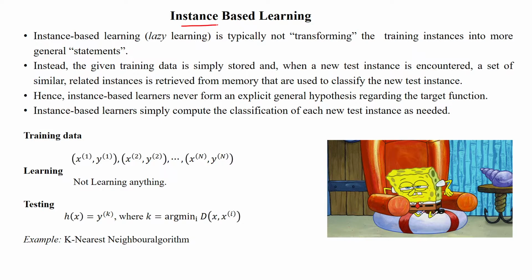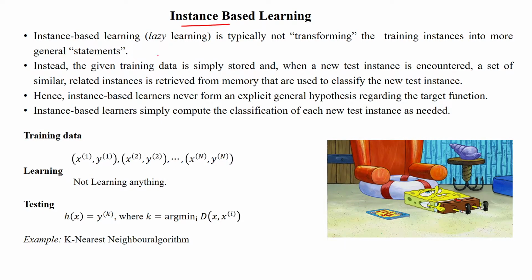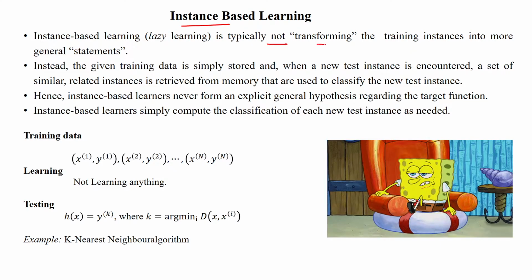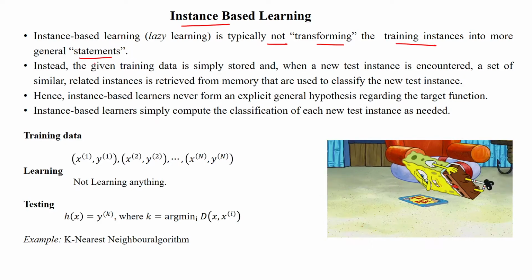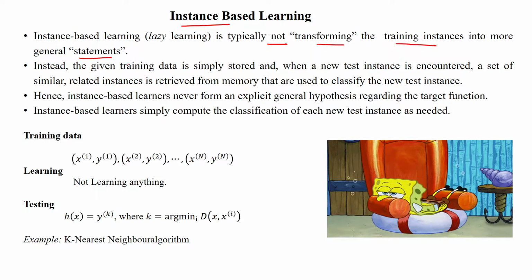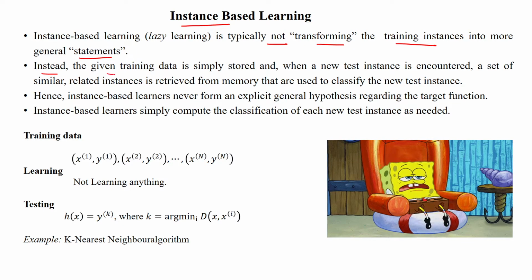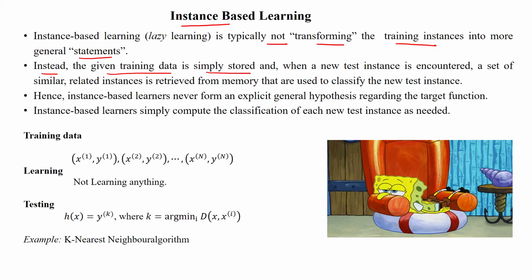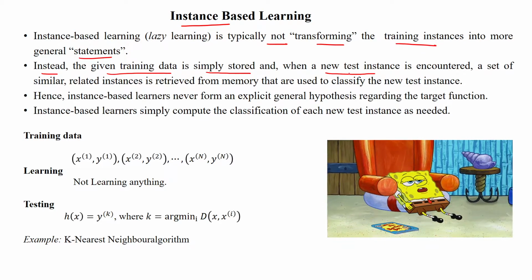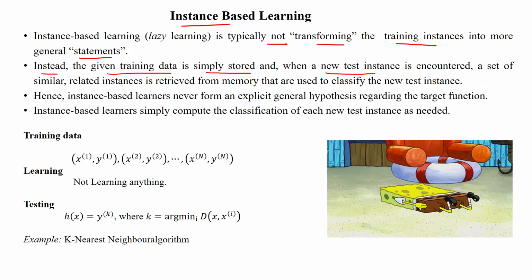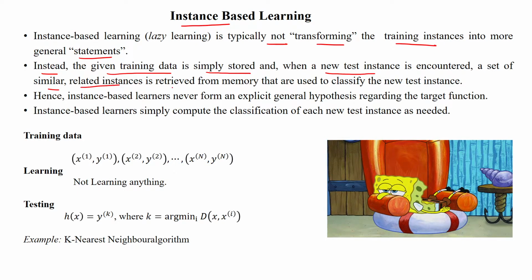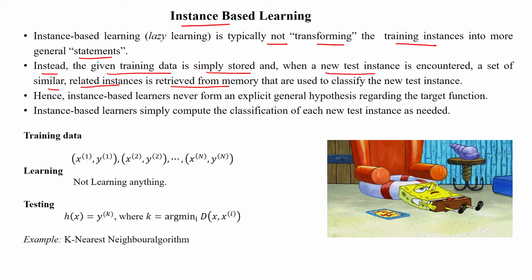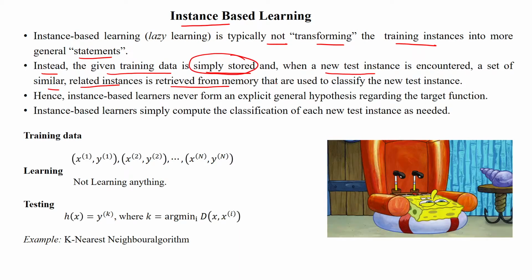This belongs to the instance based learning model, because it does not transform the training samples into more general statements. That is why it is called instance based learning. The given training data is simply stored in memory, and whenever a new test sample is encountered, the set of similar or related instances stored earlier is retrieved and used to classify the new testing sample.